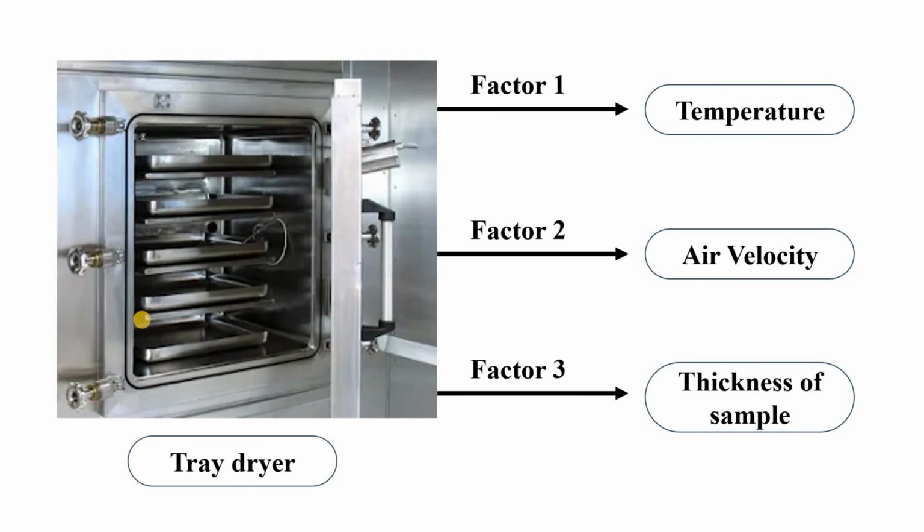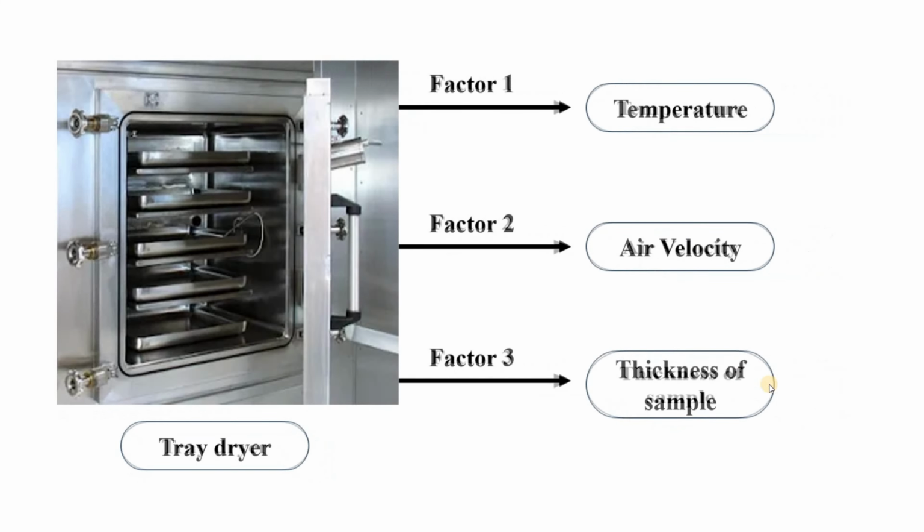For understanding and performing two-way analysis in SPSS, let's take one example, tray drying. We are all well aware of drying technology. It has been used in various fields. Drying can be affected by various factors. For understanding, we have taken three factors, factor 1, factor 2, factor 3, and these are the temperature, air velocity, and thickness of sample.